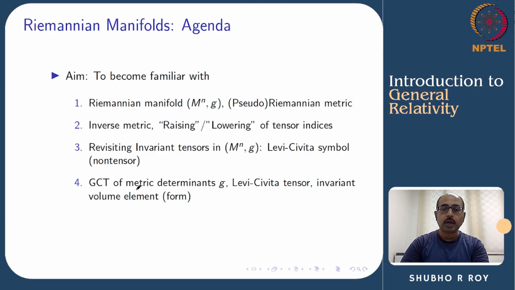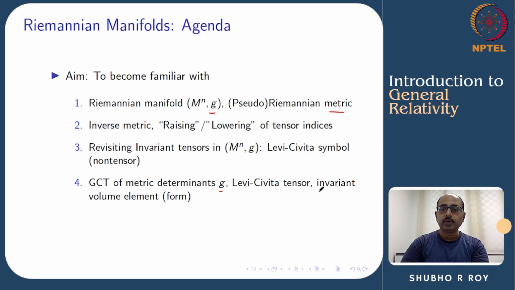Then we will learn about how the metric determinant transforms under general coordinate transformations. There is a little bit of ambiguity here. I'm using little g to denote the metric as well as the determinant of the metric. I hope it will be clear from the context which one I'm referring to. Once we are done looking at the transformation of the metric determinant, it will turn out that the Levi-Civita can be converted into a tensor after all. We will learn about how to construct this Levi-Civita tensor from the metric determinant and the Levi-Civita symbol.